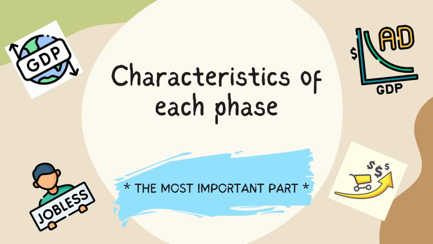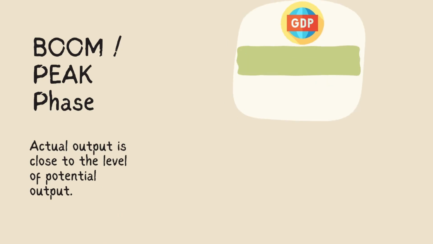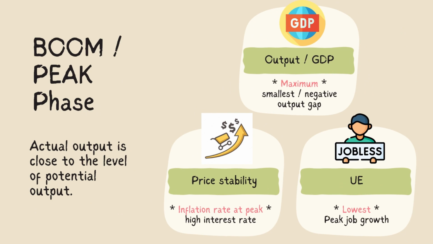Next subtopic would be the characteristics of each phase. This is the most important part of this topic. For each of the 4 phases, you will need to know 8 characteristics. But the characteristics are actually the same, but how you describe it is different.